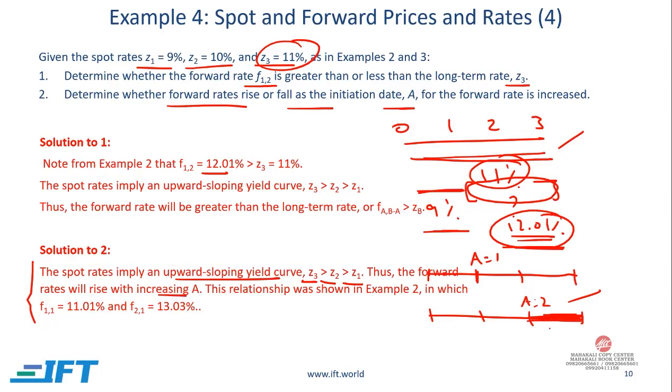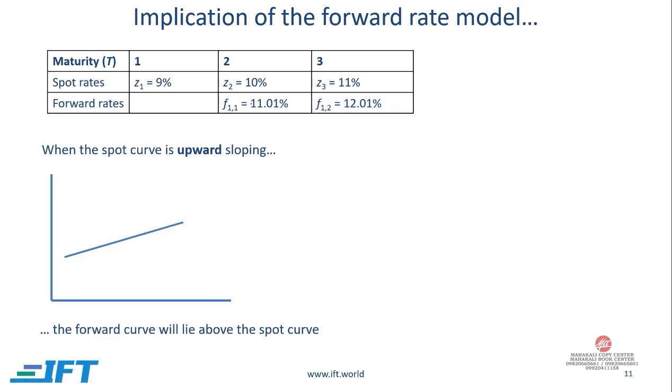So as we go further out, the forward rates have to be high in order to pull up the spot rates. This relationship was shown in example 2, in which F11 was 11%, and then F21, which is this forward rate, is approximately 13%. Now, just to hammer in this point, here again, I'm showing you the same data that we've been using over the last few slides. We have the spot rates here and then the forward rates.